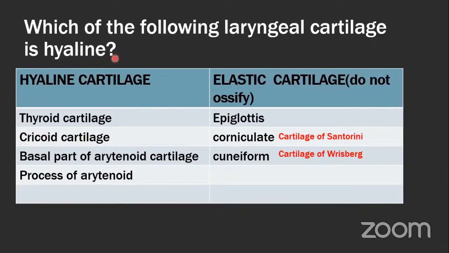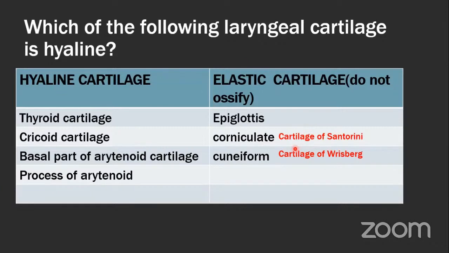So I'm again repeating, which of the following laryngeal cartilages are hyaline? So see, these are hyaline: thyroid cartilage, cricoid cartilage, and part of arytenoid, that is the basal part of arytenoid cartilage and the vocal process of arytenoid. They are hyaline cartilage, and all others are elastic.